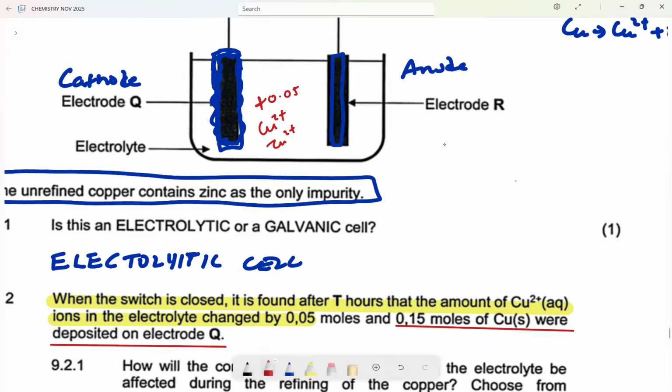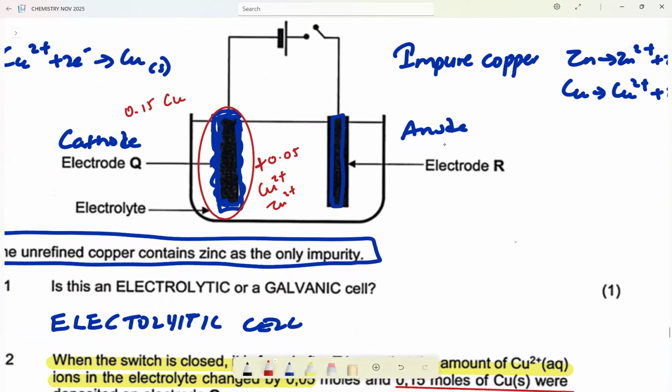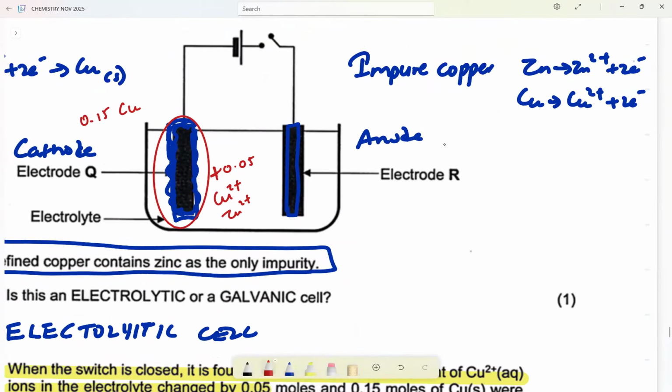So if 0.15 mole of copper was deposited in here, and remember it was formed from this anode, from the ions from this one, it means 0.15 came from copper 2+.